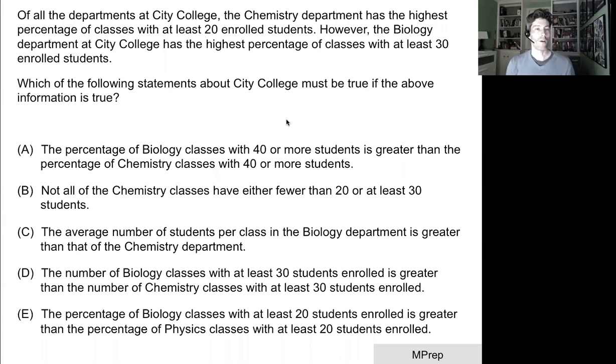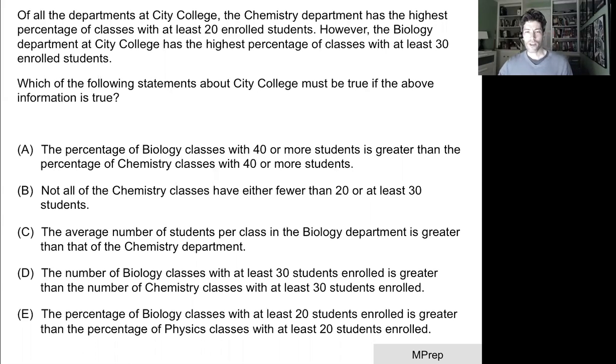All right, here's what I know. The chemistry department has the highest percentage of classes with 20 or more students, but the bio department has the highest percentage of classes with 30 or more students. So let's look at A. The percentage of bio classes with 40 or more students is greater than the percentage of chemistry classes with 40 or more students. Now, does that have to be true?